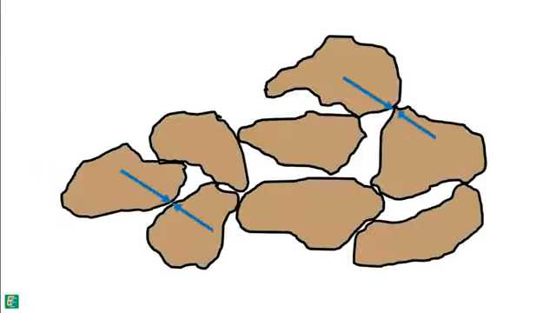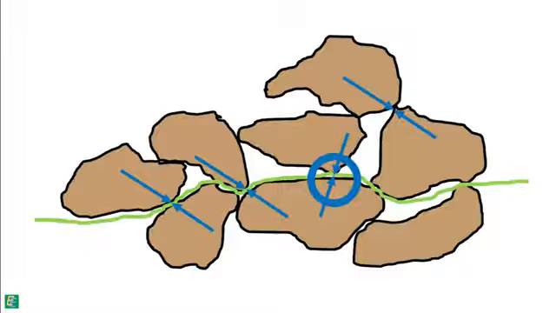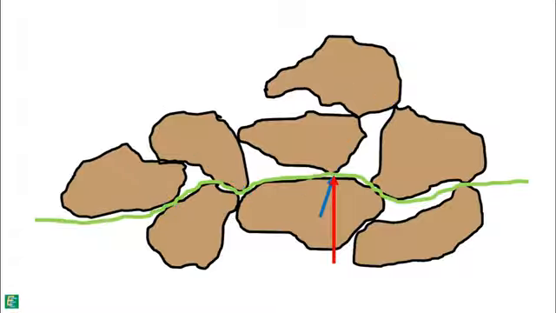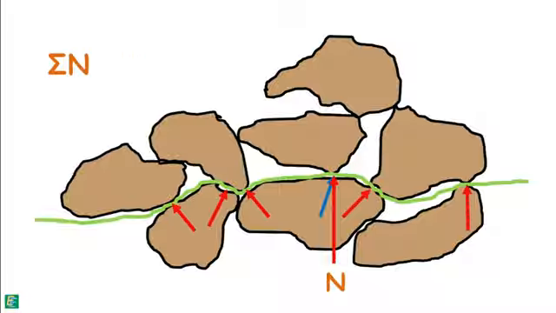The interparticle forces are random in magnitude and direction throughout the soil mass. So on this plane, at every point of contact, we can resolve them into normal and tangential components. Let's say the normal component of the force acting on a particle is capital N. So the sum of all these normal forces is summation of all N.